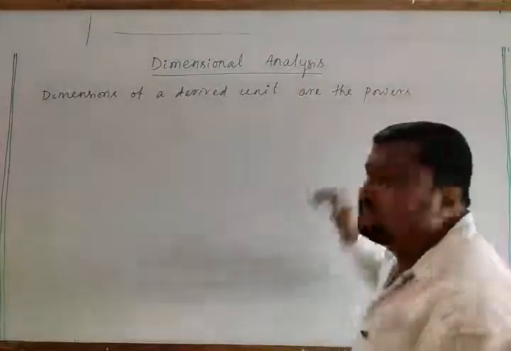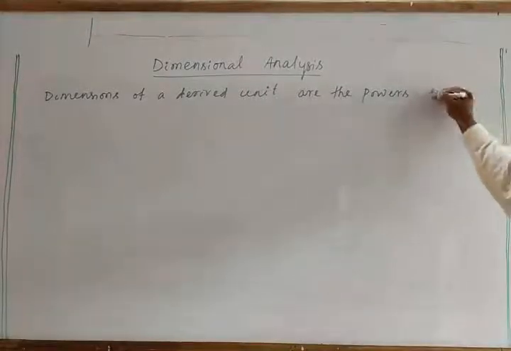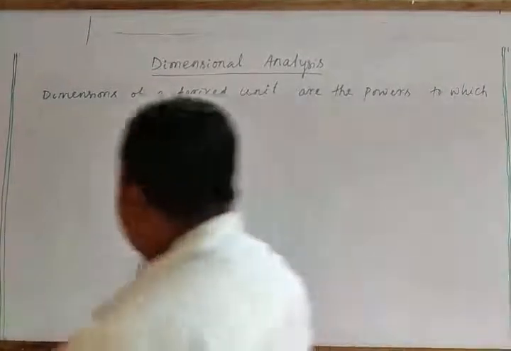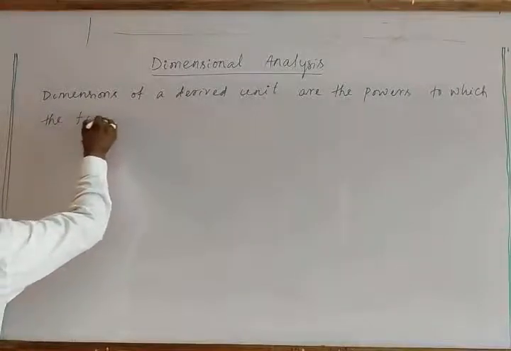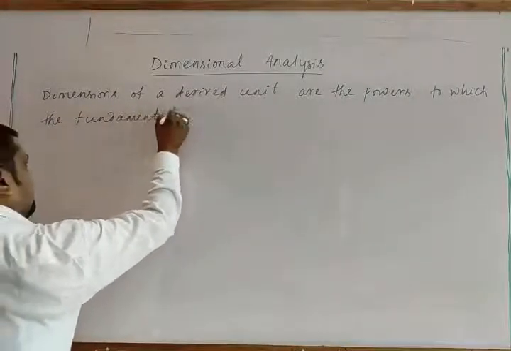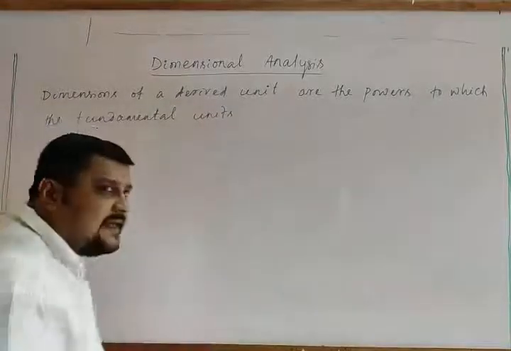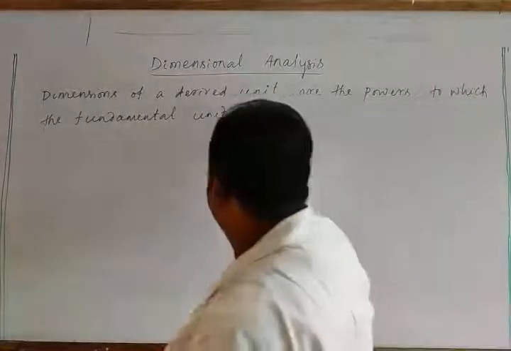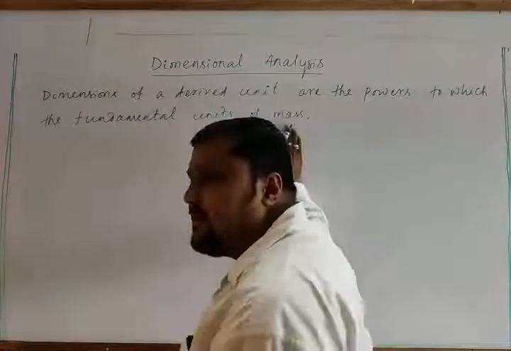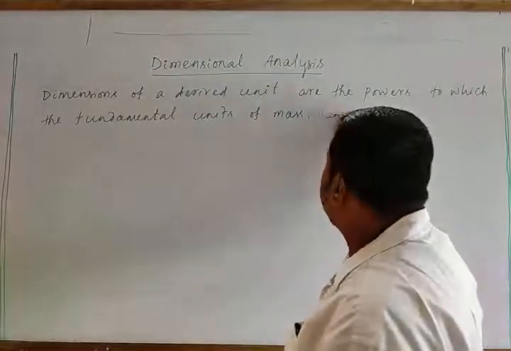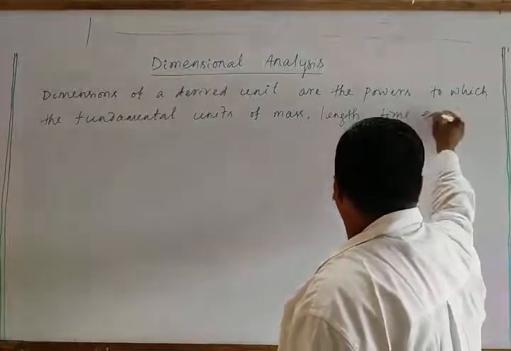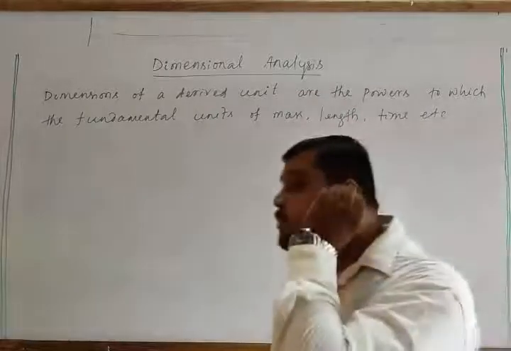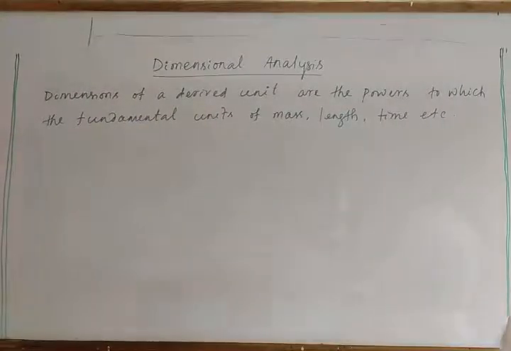to which the fundamental units, like the units of mass, length, time, etc., must be raised. Mass is a fundamental physical quantity; its unit is a fundamental unit. Length is fundamental, time is fundamental, etc. There are 7 fundamental and 2 supplementary. So the fundamental units of mass, length, time, etc.